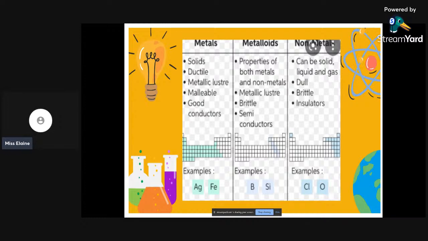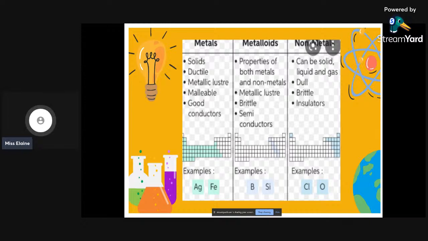Metals in terms of electricity. So when it comes to metalloids, they have the properties of both metals and non-metals. So it also has metallic, brittle, and semiconductor properties. So a metalloid has some of the properties of metals and non-metals.